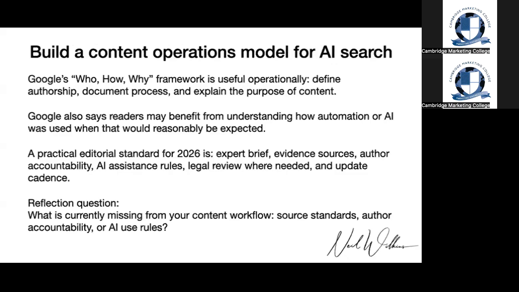Google's how, who, and why framework is often used operationally, where it defines authorship, documents the process, and explains the purpose of the content, because Google says that readers may benefit from understanding how automation or AI was used, and when that would be reasonably expected as part of content creation in an article or maybe a blog. This stuff is really important.